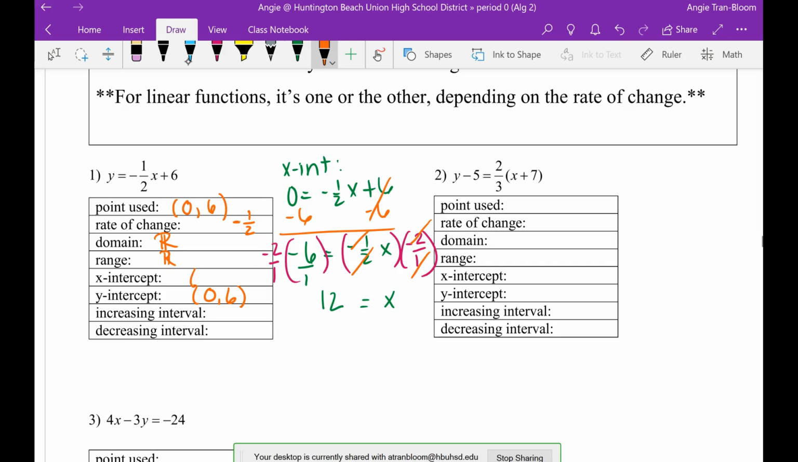So for the x-intercept, I want you to write it as a point for this one because all of it looks like it's point system. X-intercept is what, comma, what? 12, 0. Thank you, Sophia. 12, comma, 0. You guys are doing great.